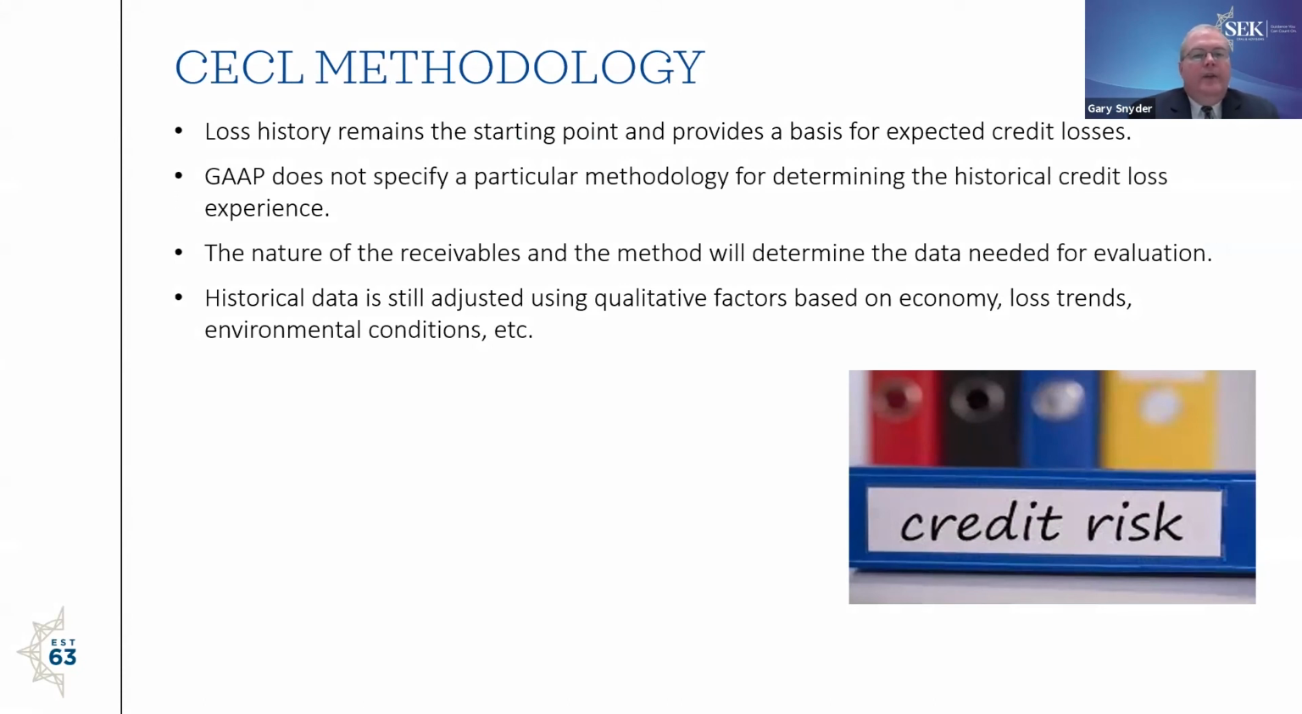So again, loss history remains a starting point and provides a basis for the expected credit losses. GAAP does not specify a particular methodology for determining the historical credit loss. You can use whatever historical credit loss information you want to get a good start, but you have to evaluate the nature of the receivables, and that method will determine the data needed for your evaluation. Historical data is still going to be adjusted, though, using the qualitative factors based on economy, loss trends, environmental conditions. You're still going to have to adjust that historical loss factor by other factors.